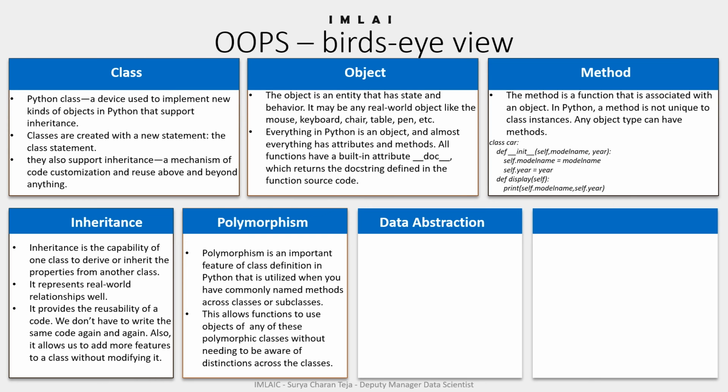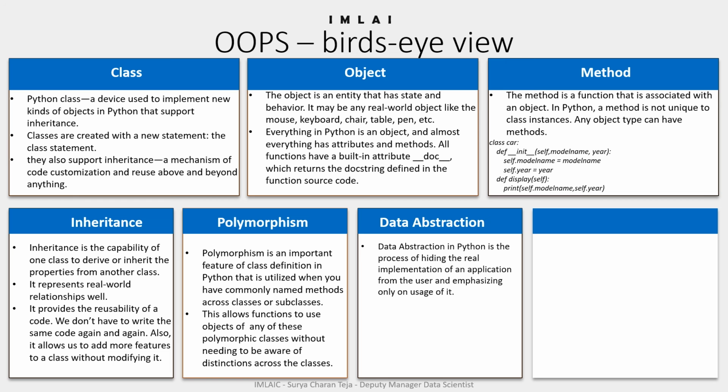Then next is data abstraction. In Python, data abstraction is the process of hiding the real implementation of an application from the user and emphasizing only on usage of it. It is similar to utilizing a laptop. You know how to use it, but you don't know what is there inside and how the parts communicate with each other and how they function.